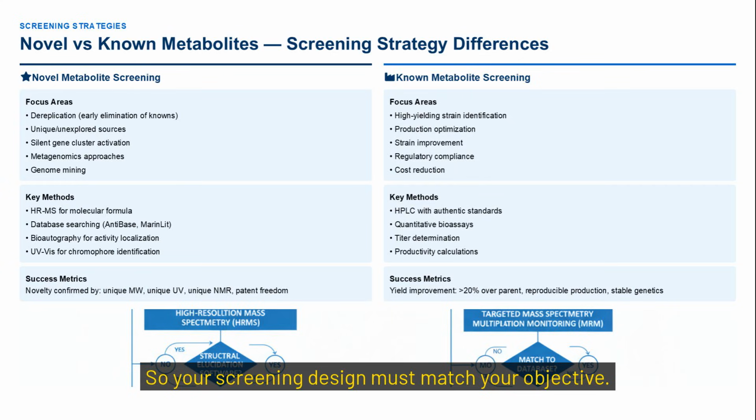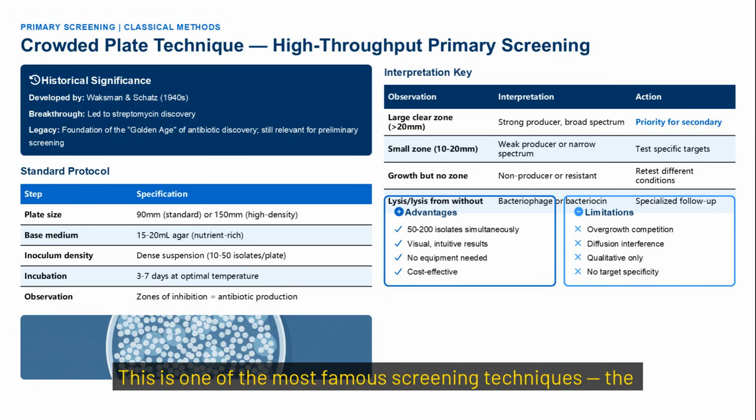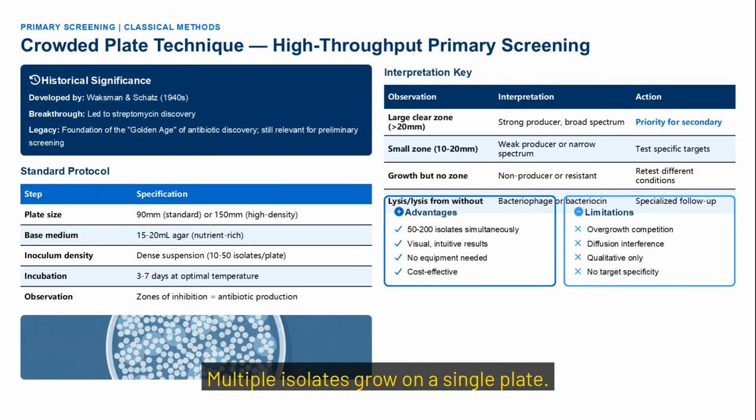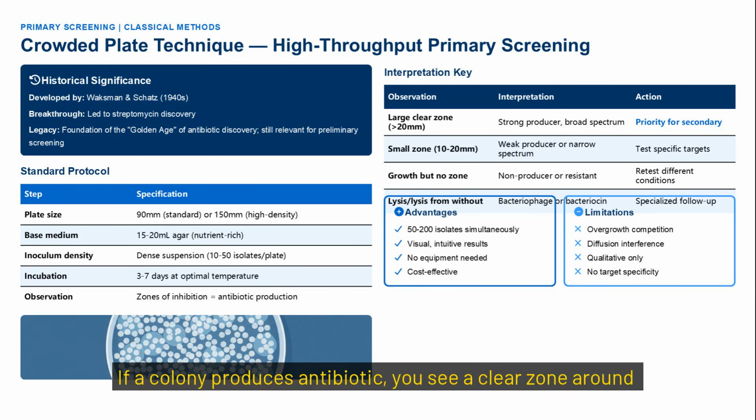Today, we refine it. We add indicator overlays. We measure zones digitally. We identify isolates using 16S rRNA sequencing. Classical method, modern precision. Auxanography studies nutritional requirements.